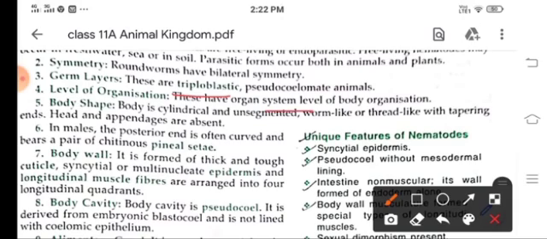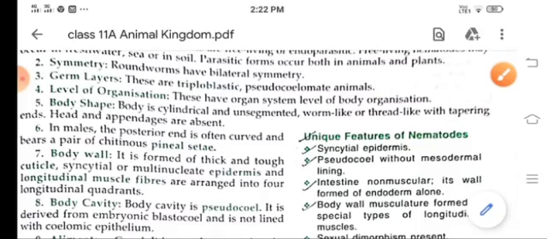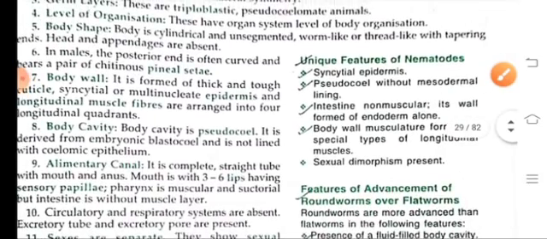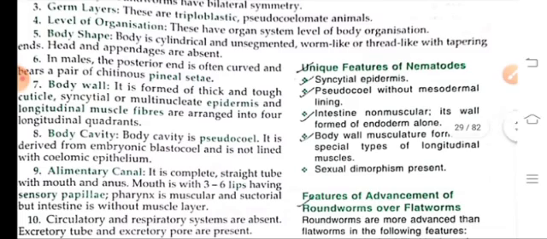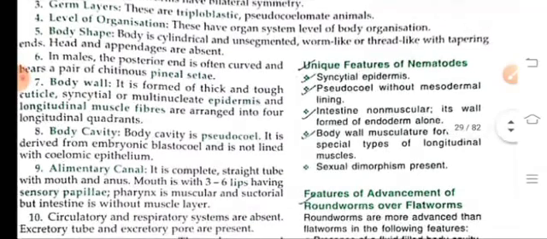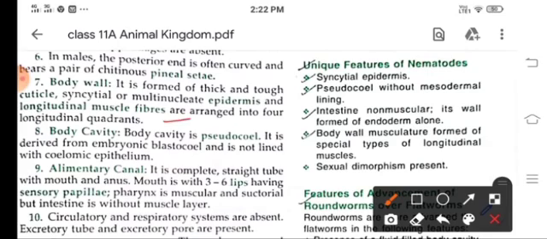They show organ system level of organization, and the body is cylindrical and unsegmented, and head and appendages are absent. Their body is tapering at one end. The male has a curved posterior end, and they have a pair of penial setae. Now the body wall has a thick and tough cuticle, a syncytial or multinucleate epidermis, and they also have longitudinal muscle fibers which are arranged in 4 longitudinal quadrants. Now their body cavity is pseudocoel, which is derived from the embryonic blastocoel.